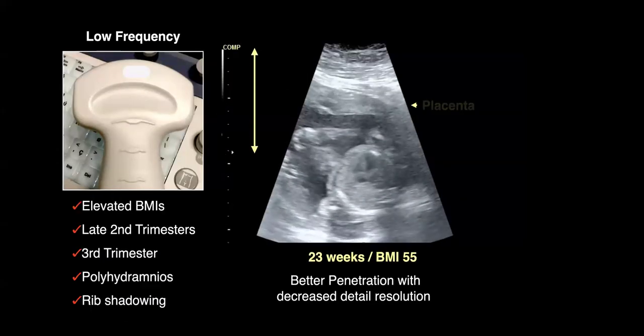Now, low frequency transducers are essential for your elevated BMI patients, the late second trimesters, and third trimesters in the setting of polyhydramnios. You have to keep in mind how far that beam is traveling and how much that beam will get attenuated, especially in cases with rib shadowing. Here's an example of a 23-week fetus with a patient BMI of 55. Notice that we have utilized a low frequency transducer, in which you can visualize the heart situated deep in the uterine cavity. This allows for better penetration and decreased resolution, as you can appreciate here.